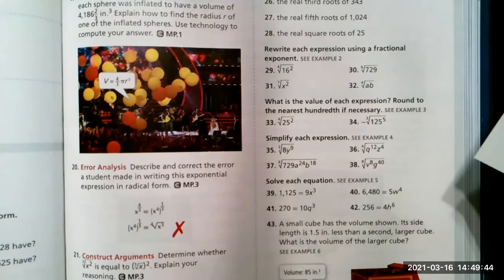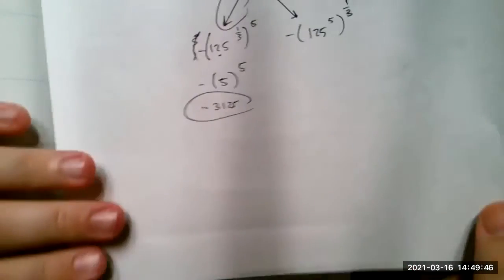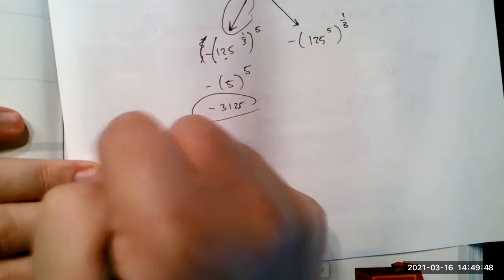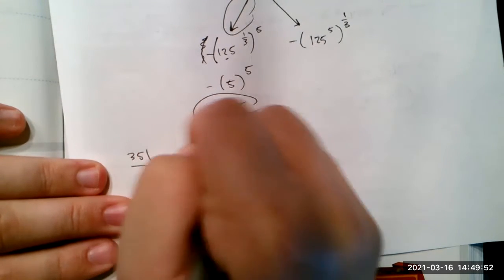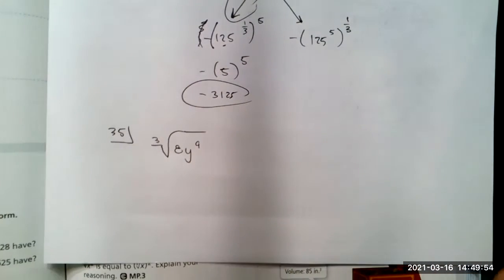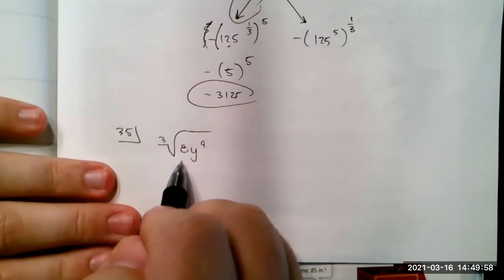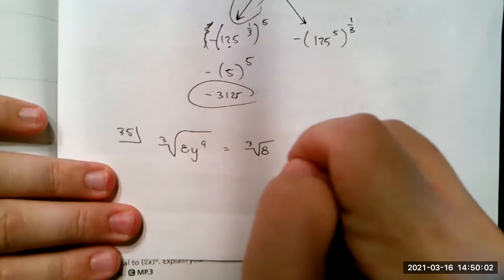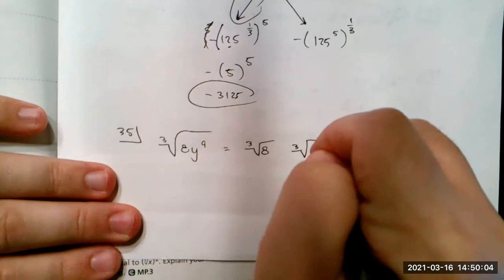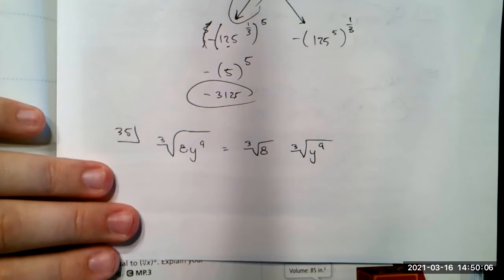Simplify each expression. 35, the cubed root of 8y to the 9th. The cubed root of 8y to the 9th. I like to do this kind of like I talked about in my instructional video. I like to think about this as the cubed root of 8 and then the cube root of y to the 9th. I just think about it in 2 steps.